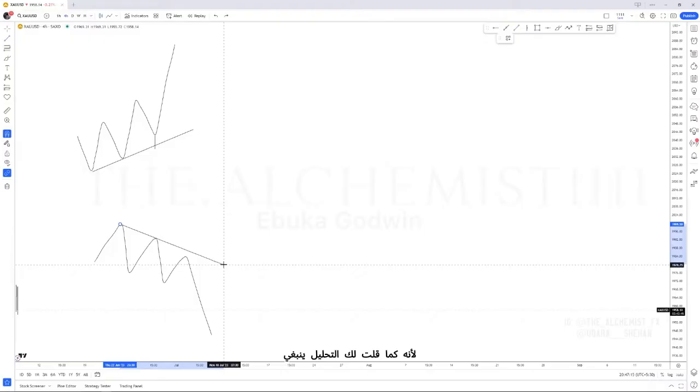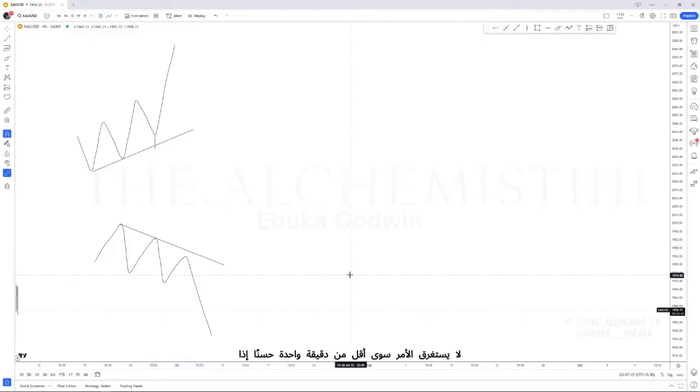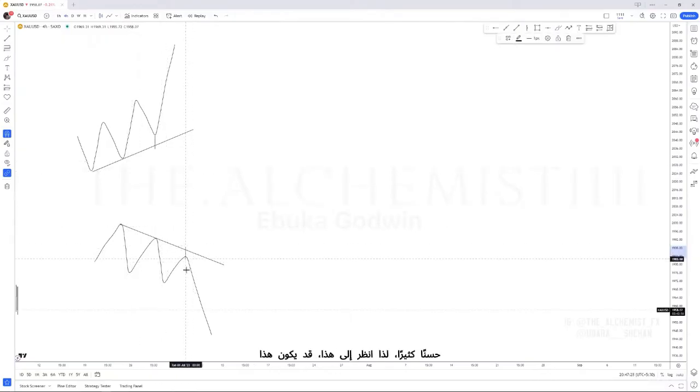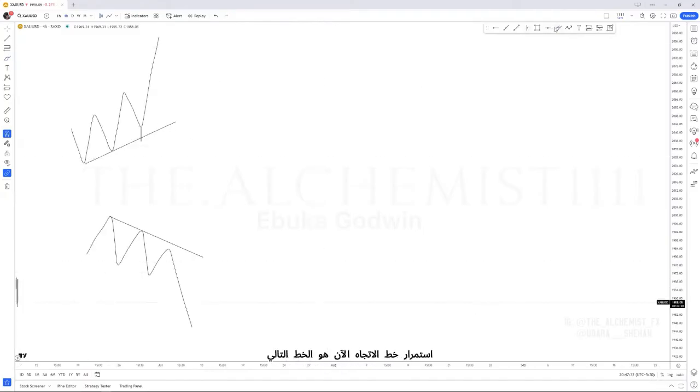You need to be able to spot these trend lines very quickly, because like I told you, our analysis should only take less than 1 minute. If you keep struggling to spot trend lines to use as confluence, you need to get better at that, so you need to practice this a lot. Look at this, this could be the entry. So that is a continuation trend line.